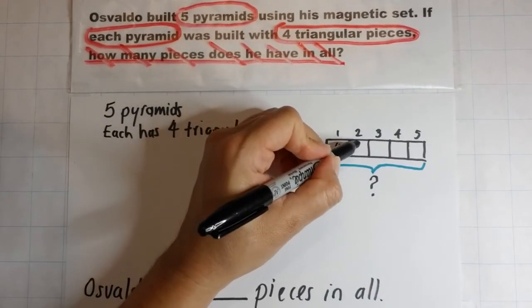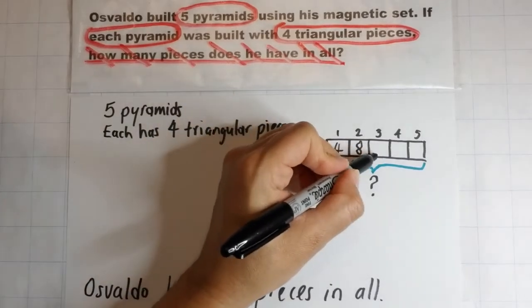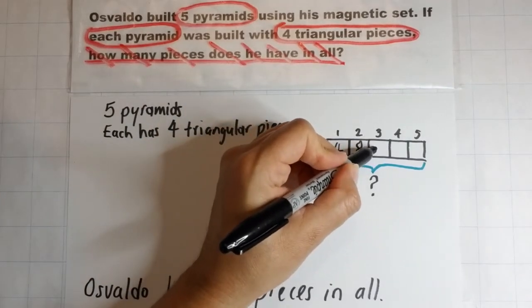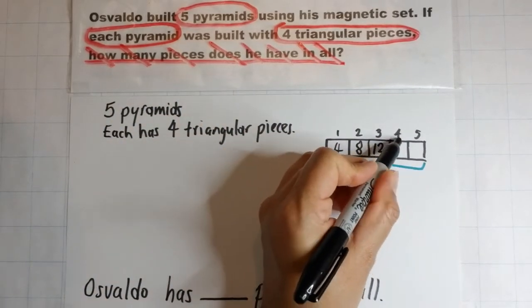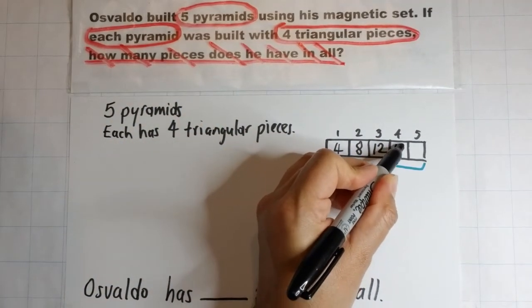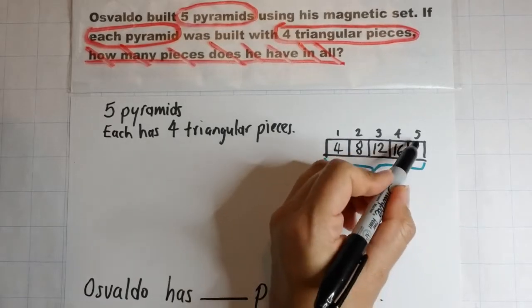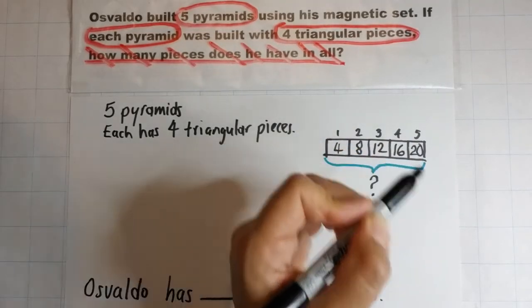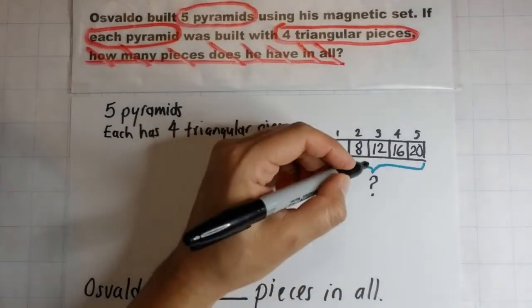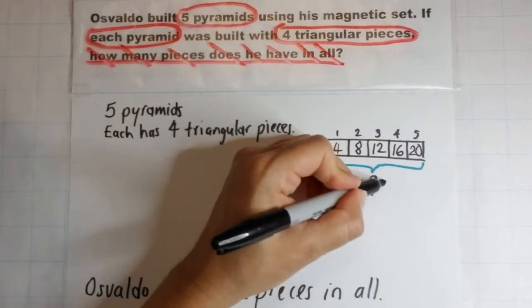So 4 and 4 is going to make 8. This pyramid has 4 more pieces, so that's going to be 12. The 4th pyramid is going to have another 4 pieces, that's going to become 16. And the last pyramid is going to have another 4 pieces, that's going to become 20 pieces. So now I have my answer. My question mark is going to equal 20.